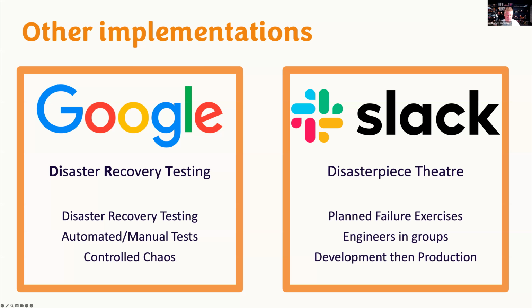Other implementations of this are from Google and Slack: disaster recovery testing, DiRT, and also Disaster Piece Theater. So one thing we have learned is that the folks at Google and Slack and Netflix are very creative when it comes to naming things, in addition to building very resilient, complex distributed systems.